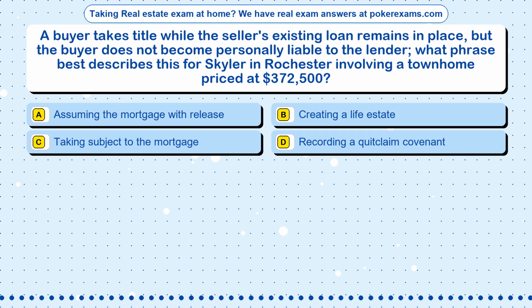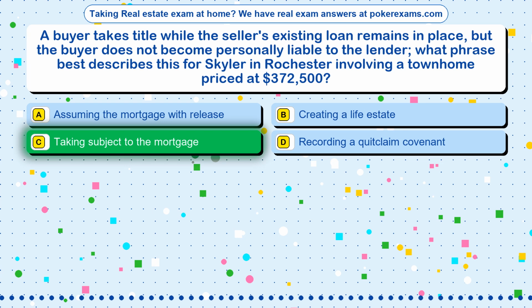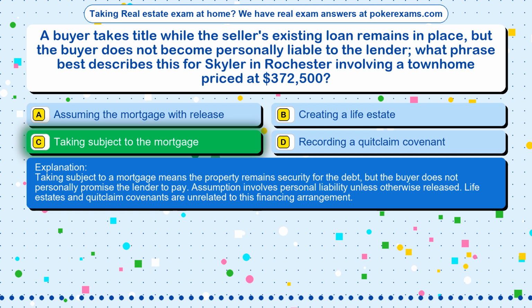recording a quitclaim covenant. The correct answer is option C, taking subject to the mortgage. Taking subject to a mortgage means the property remains security for the debt, but the buyer does not personally promise the lender to pay. Assumption involves personal liability unless otherwise released. Life estates and quitclaim covenants are unrelated to this financing arrangement.